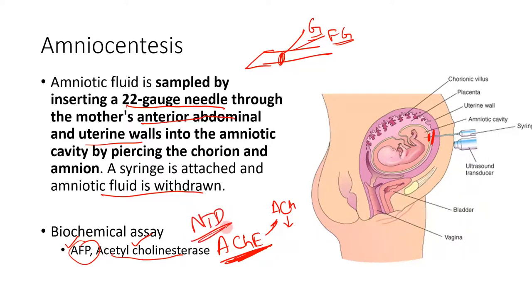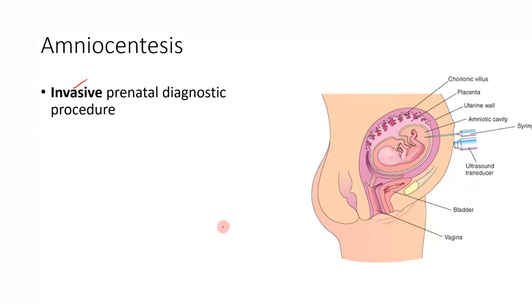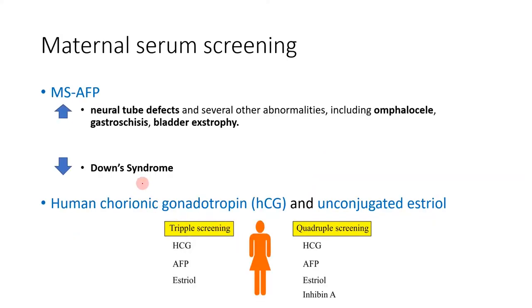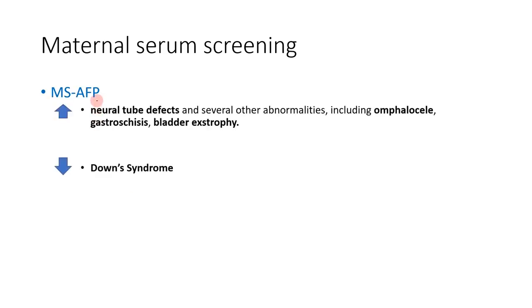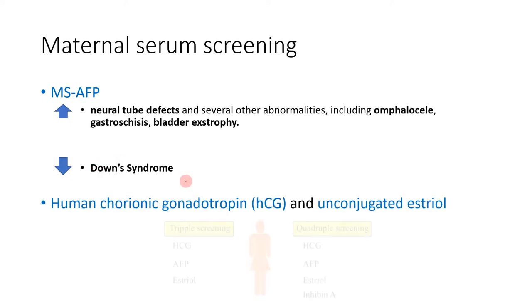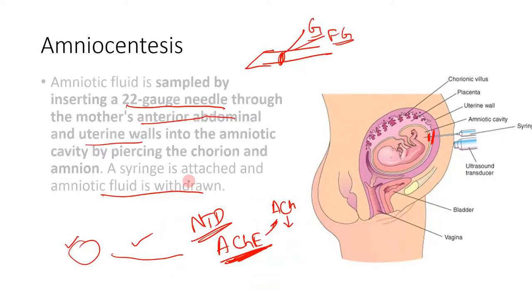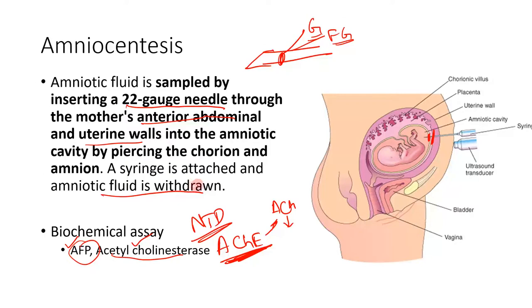I mentioned this earlier in the MSAFP also, right? Yeah, in MSAFP, I mentioned neural tube defects, this goes into the maternal fluid. I also mentioned that this can slightly leak into the amniotic fluid also. So that's what we are making use of here. So in neural tube defects, these two, acetylcholinesterase and AFP, can be increased.